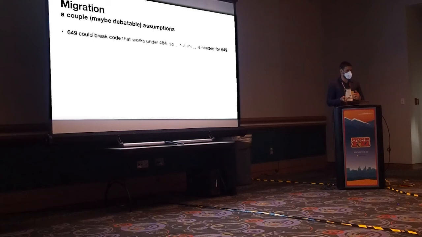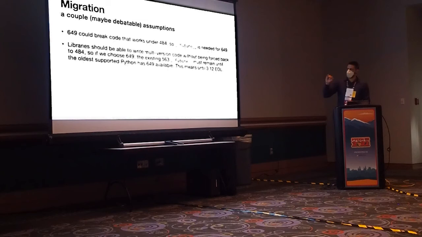Second assumption, which in my opinion is less debatable, but someone could debate it, is that libraries, particularly libraries that use a lot of annotations and have already started to adopt PEP 563, need to be able to write multi-version code, code that supports all the supported Python versions, without being forced back to PEP 484 semantics to do that. And what that means is that if we choose to move to 649, the existing PEP 563 future import has to stay in Python and keep working until the oldest supported Python has 649 available. Since the earliest version at this point that 649 could go into reasonably is 3.12, that means that 563 would need to stick around until 3.12 is end of life, which is many years down the road at this point. So we'd be going for quite a while with two side-by-side implementations available.